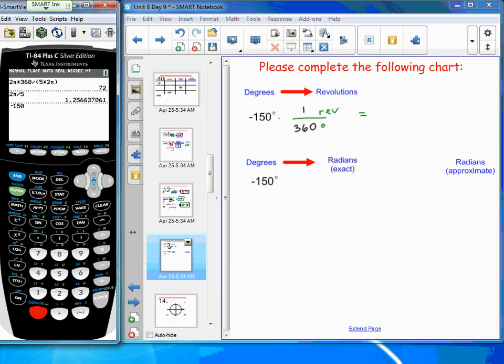So I get negative 150 times 1 divided by 360. Enter. Math frac. Voila! Negative 5/12 of a revolution. So I get negative 5/12 of a revolution.